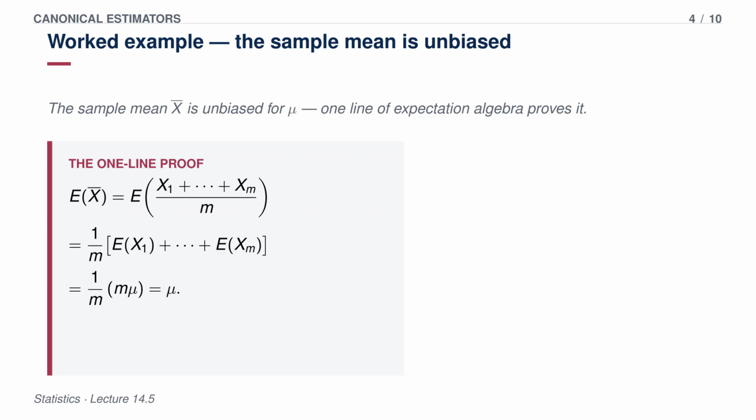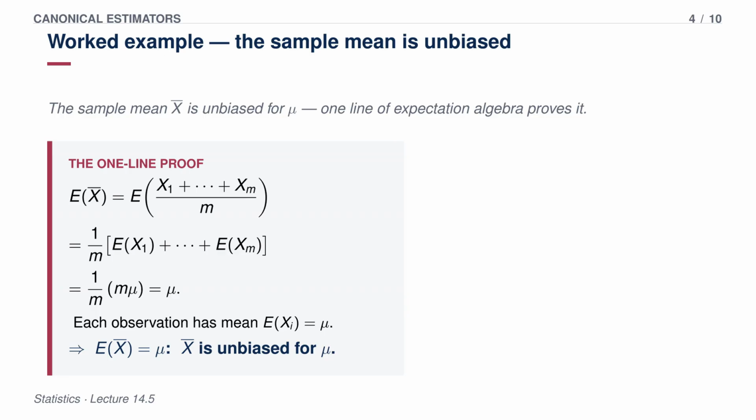Let's prove the headline case. The sample mean is unbiased for mu, and it really is one line. Watch. The expected value of x bar is the expected value of the sum of the x's over m. Expectation slides across the sum. That's linearity. So it's 1 over m times the sum of each E of xi. Each observation has mean mu, so that's 1 over m times m mu, which is just mu. So E of x bar is exactly mu. The sample mean is unbiased. Averaged over all the samples you could draw, it lands dead on the population mean.